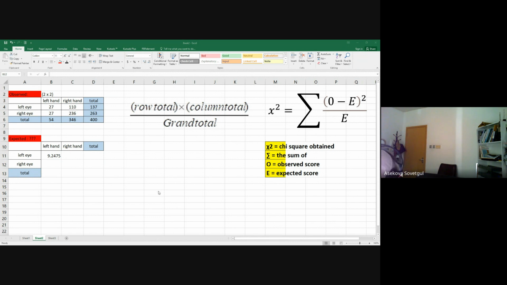Left eye with right hand. Oh, sorry, it is not 27. Here it is 54, because it is grand total, row total, column total. Enter. Right. Easy. That's why I highlighted in blue. Okay.